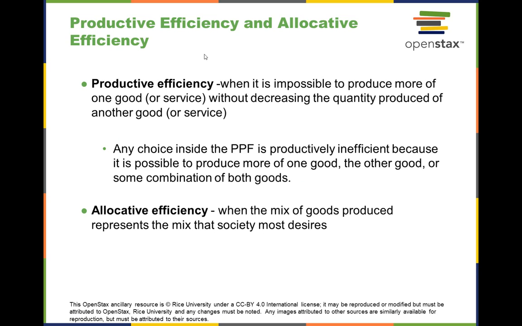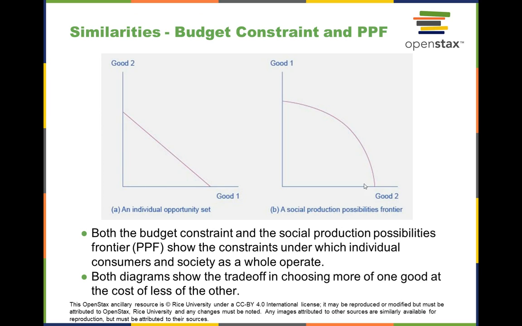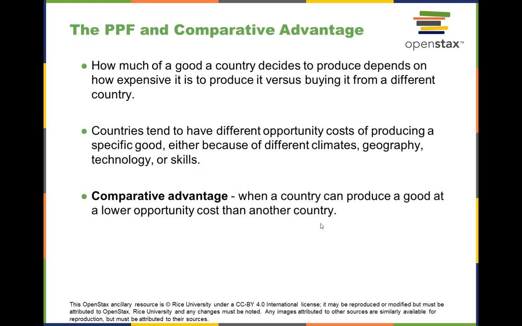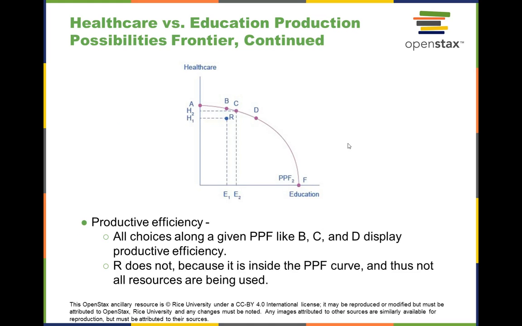Productive efficiency is when it is not possible to produce more of one good or service without decreasing the quantity produced of another good or service. Any choice inside the PPF is productively inefficient because it is possible to produce more of one good, the other good, or some combination of both goods. Allocative efficiency is when the mix of goods produced represents the mix that society most desires. So underutilizing resources or a lack of efficiency will occur inside the curve, and once again, outside the curve is impossible with the resources you have.